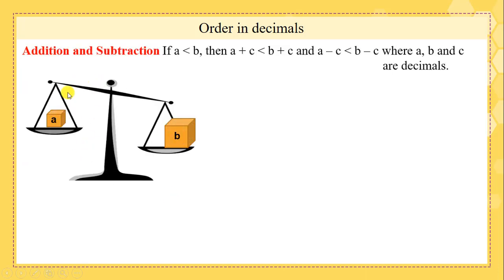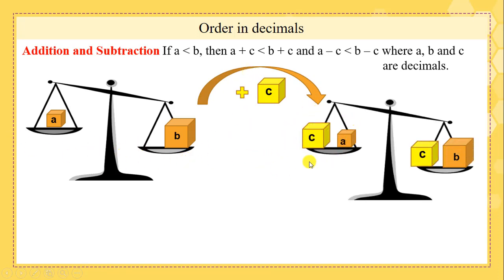Property 3. Activity: if we have two masses a and b where a is lighter than b, then if we add a third mass called c for both pans, we will have the same result where the pan of a will stay lighter than the pan of b. And similarly, if we subtract the same mass from both pans, we will stay having the same result where the pan of A will stay lighter than the pan of B.